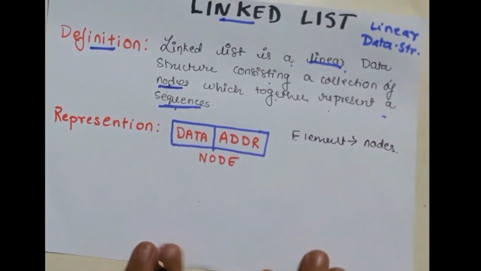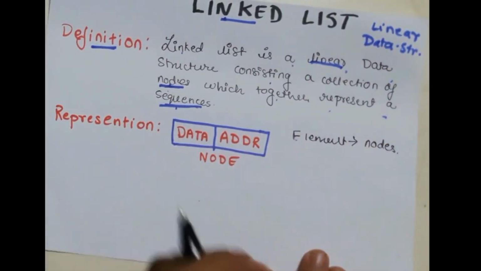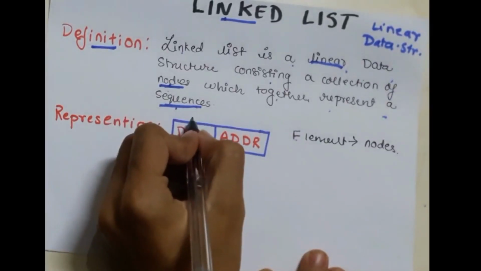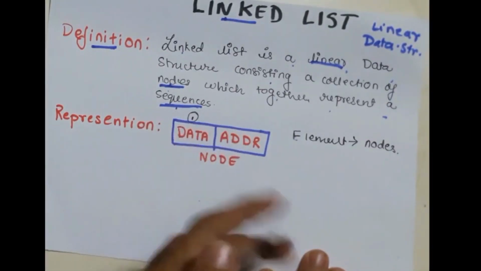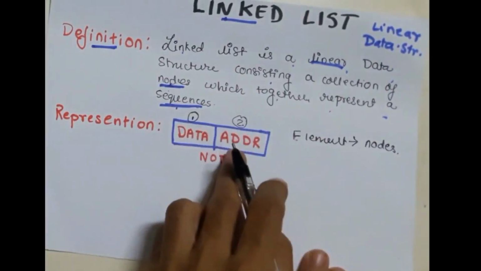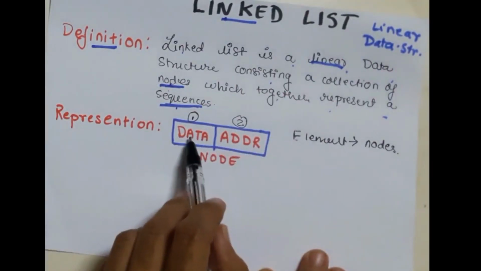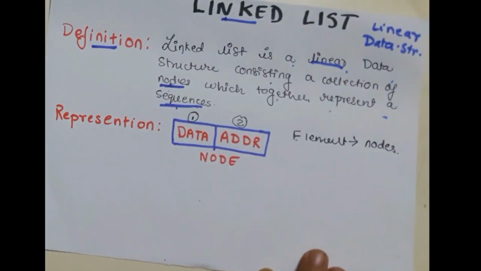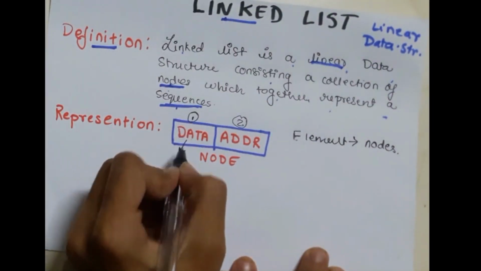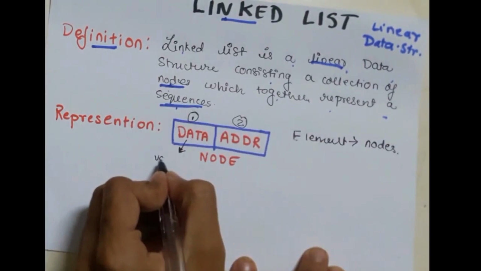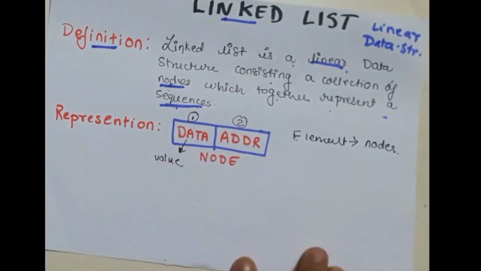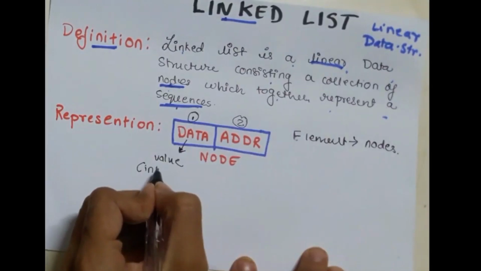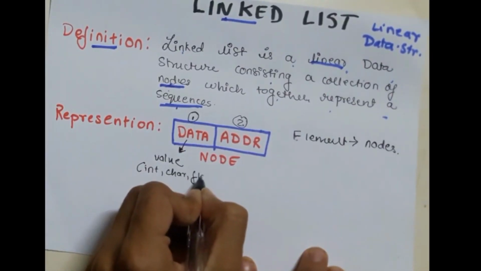Okay. And this is the representation of a node. A node consists of two fields. The first field is called as a data field and the second field is called as the address field. Okay. So this first field is the data field. So this data field will consist of value, and the value can be of any data type: integer, character, float, any. Okay. So this data field will consist of the actual value.